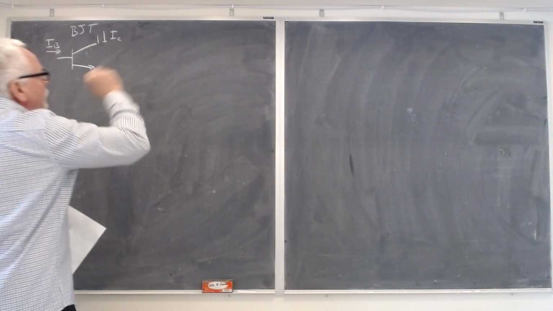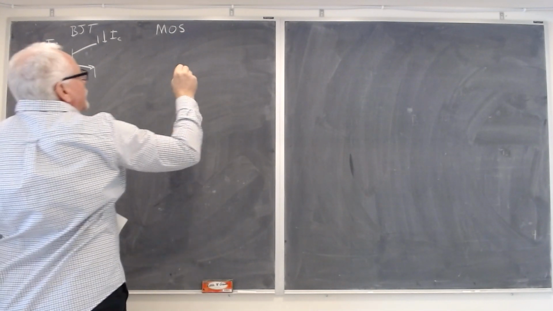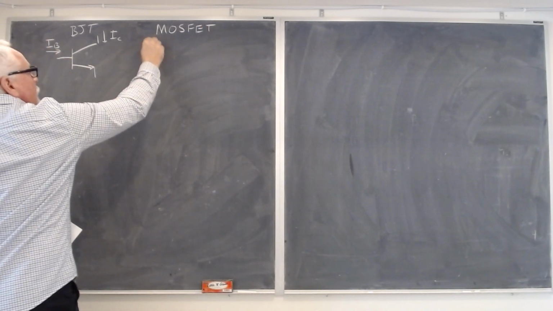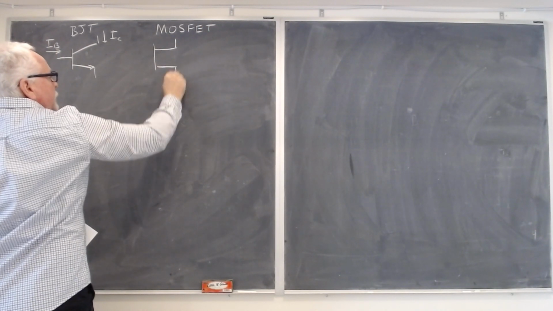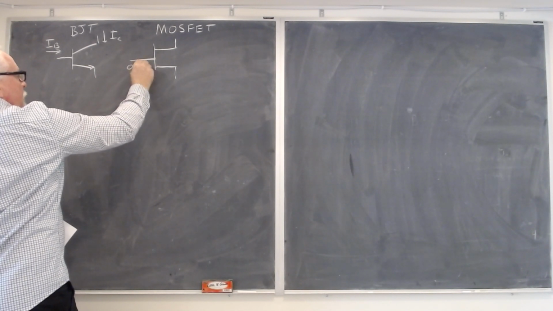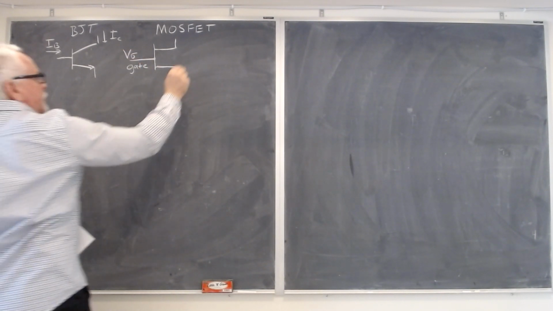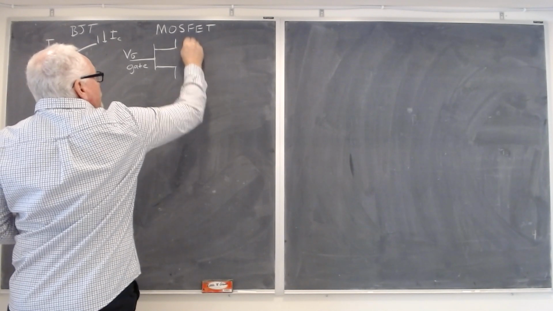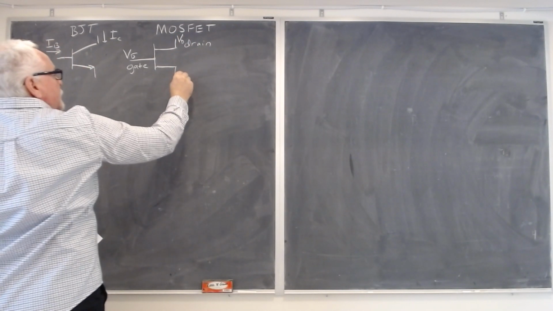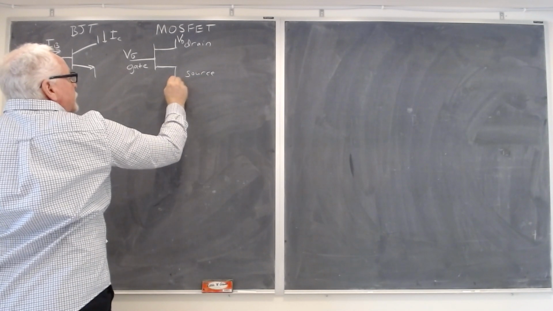And the MOSFET, which stands for metal oxide semiconductor field effect transistor, has this schematic here, where this is the gate, and so that's at some voltage V sub G. This is the drain, and so that's at some voltage V sub D, and this is the source, and that's grounded.